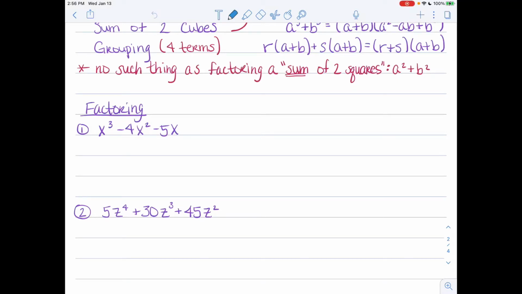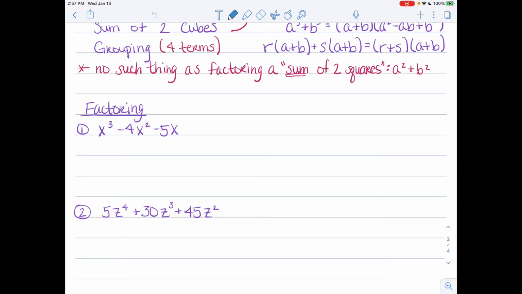Let's take a look at our first example, and remember that the number one first thing to always look for is a greatest common factor. As I look at these three terms, I notice 1, -4, and -5 don't have anything in common. However, I have x's in every single term. How many x's in common? Well, the one with the smallest exponent on it. So just a single x is in common to all of them. The others have more, but that's the only one in common.